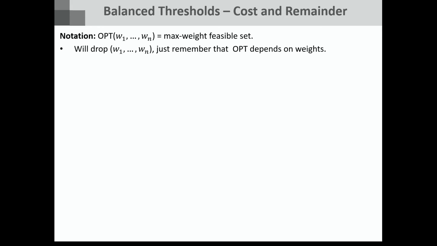So I'm just going to use opt to denote the max weight feasible set. And all I want to emphasize here, just to be really clear, is that the max weight feasible set depends on the weights of the elements. Okay, so for different weights of the elements, the max weight feasible set will change, and so will its weight.